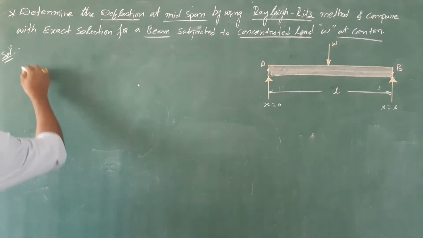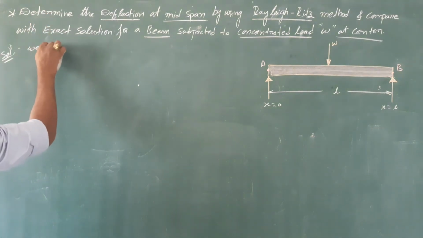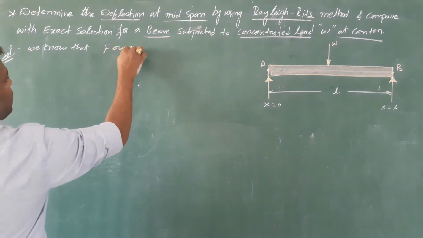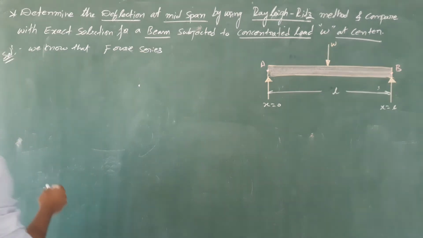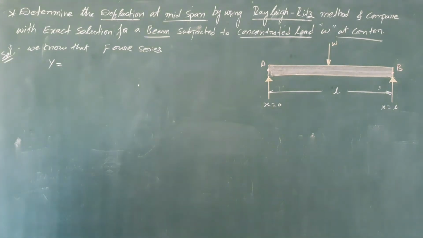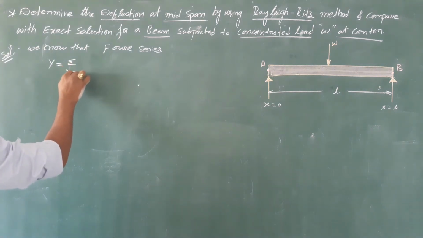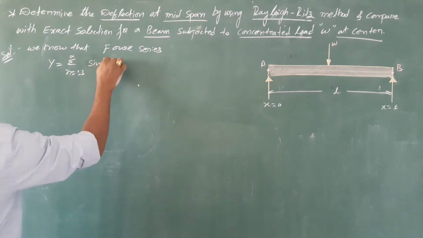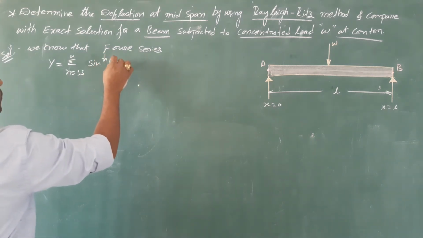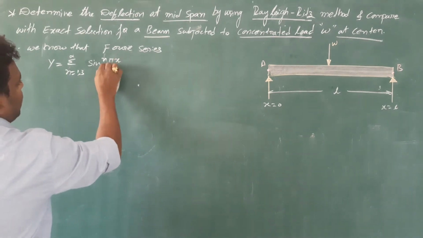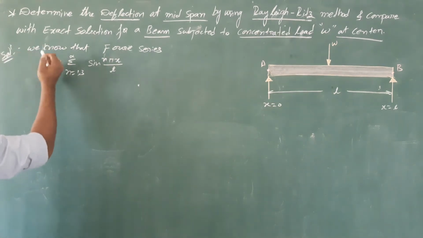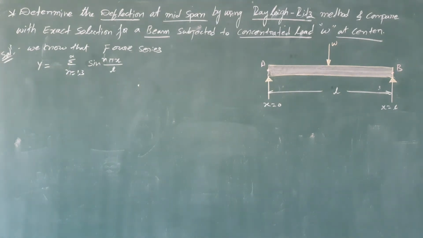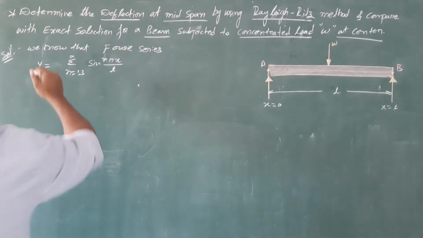So we know the Fourier series gives a relation: y is equal to the summation over n equal to 1, 3 to infinity of a_n sine of n pi x by L. This is our Fourier equation.